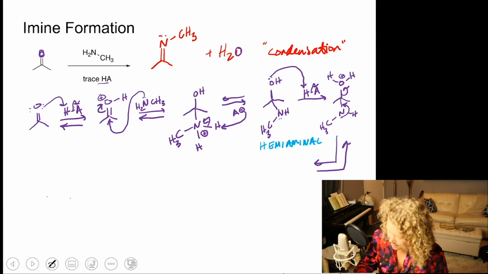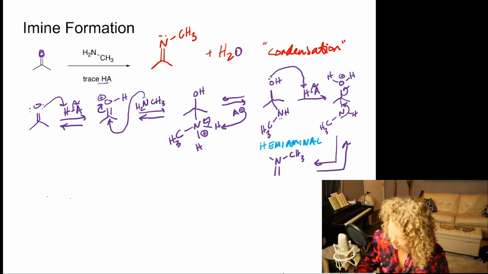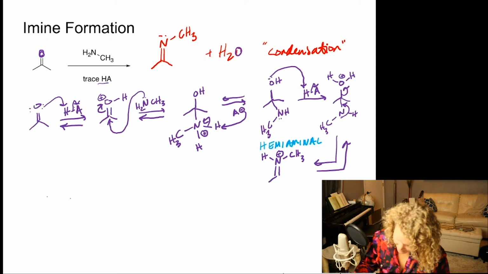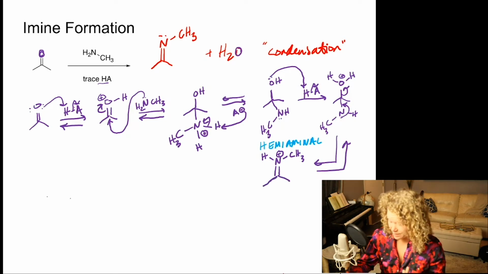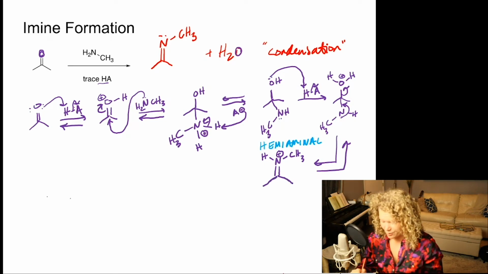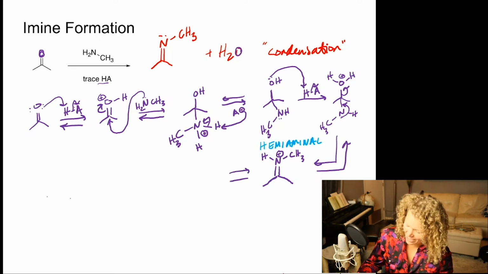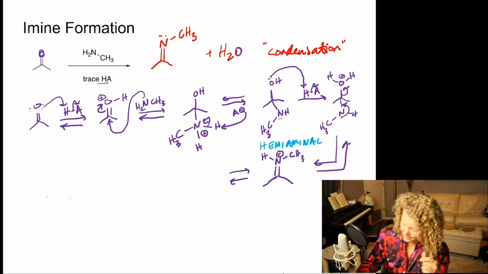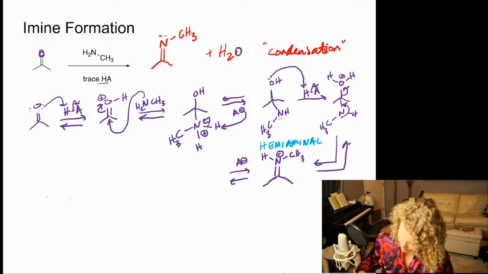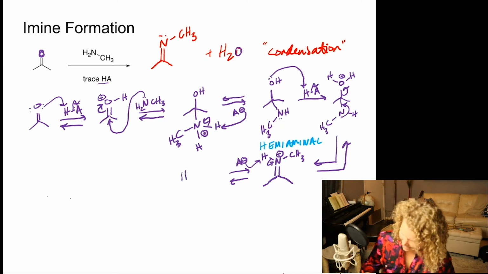I'm going to flip this compound over so it looks more like the product that we have. So here I've got the nitrogen with the methyl group on the top. It still has that hydrogen. And here we still have our 2 methyl groups that are from the starting acetone. We can now take our conjugate base and we will deprotonate this nitrogen to form our desired imine.